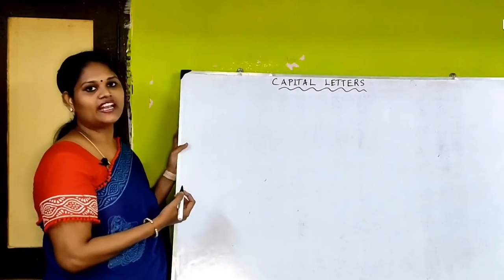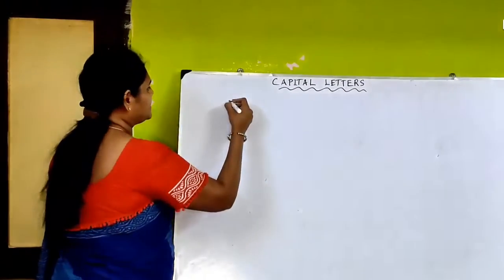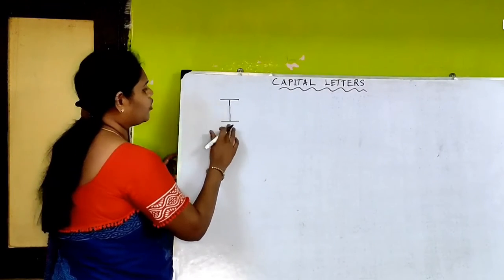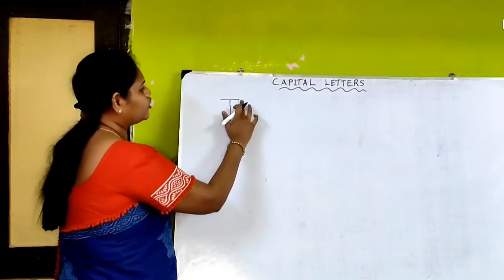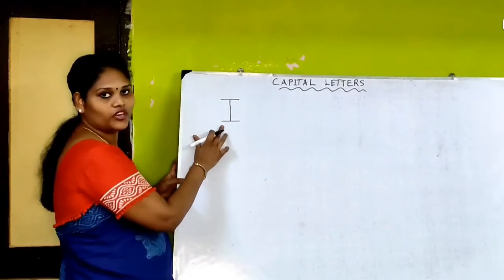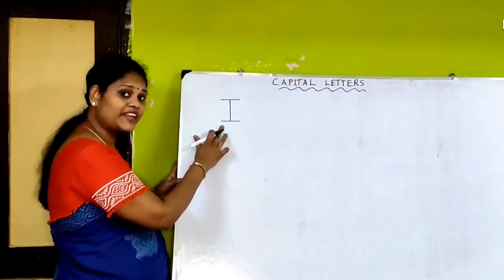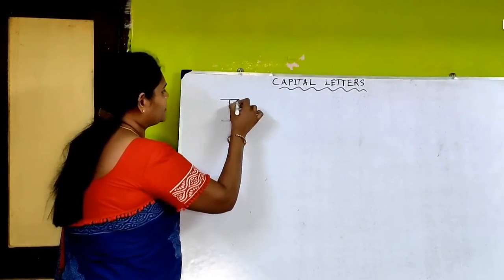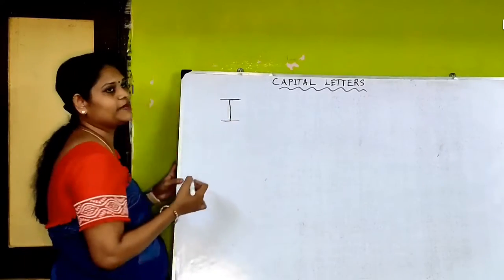Next alphabet is the alphabet I. Standing line, sleeping line and again at the bottom sleeping line. See, at the top also one sleeping line, bottom also one sleeping line. You can explain to your child like this. Put a standing line, top side one sleeping line and bottom side another sleeping line.